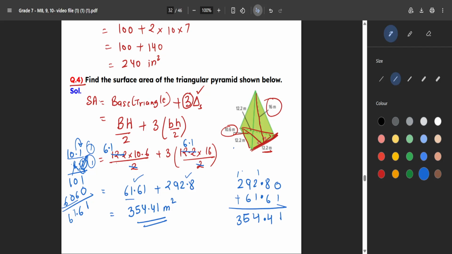So this is how you have to find the surface area of different 3D shapes. Okay. So now this lesson is over. Practice the questions from the books.